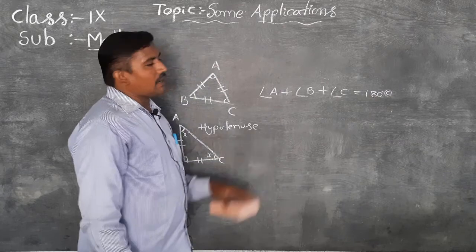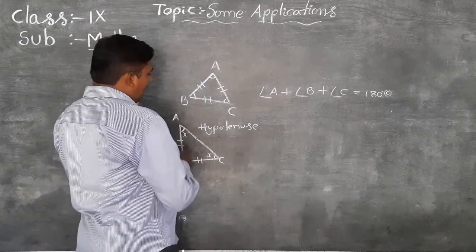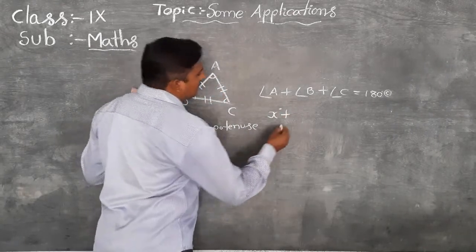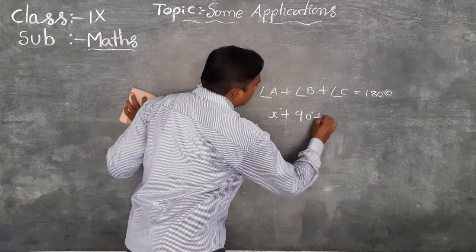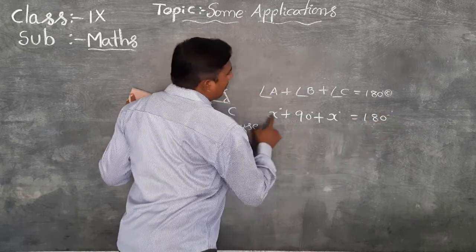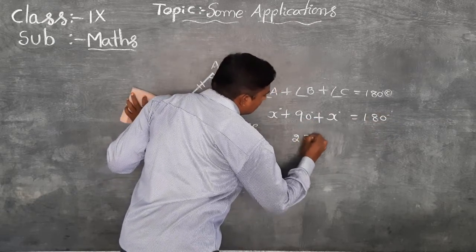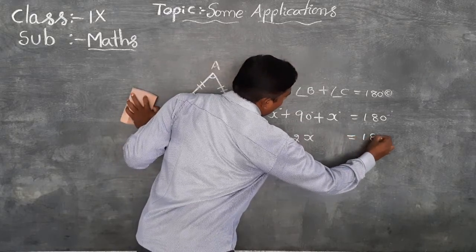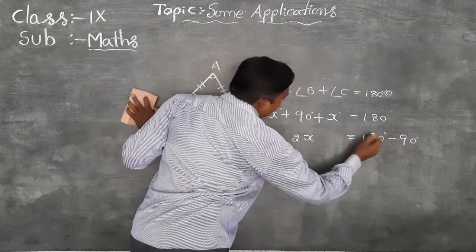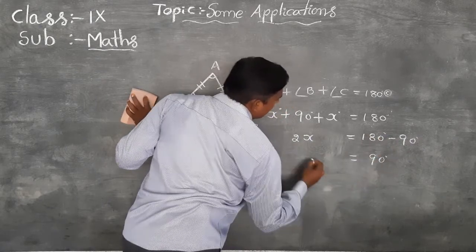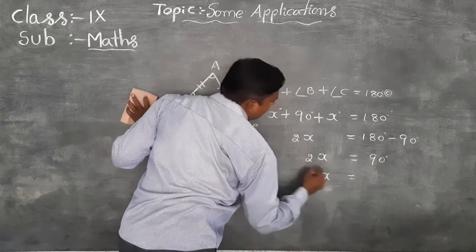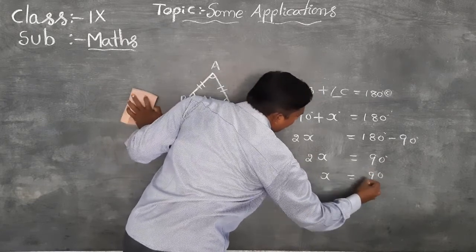According to the angle sum property, the sum of the three angles is equal to 180 degrees. Angle A we don't know, x degrees, plus angle B we know, right angle means 90 degrees, plus angle C, x degrees, is equal to 180 degrees. x plus x is 2x. 2x is equal to 180 minus 90, which is 90 degrees. So 2x is equal to 90, and x is equal to 90 by 2.